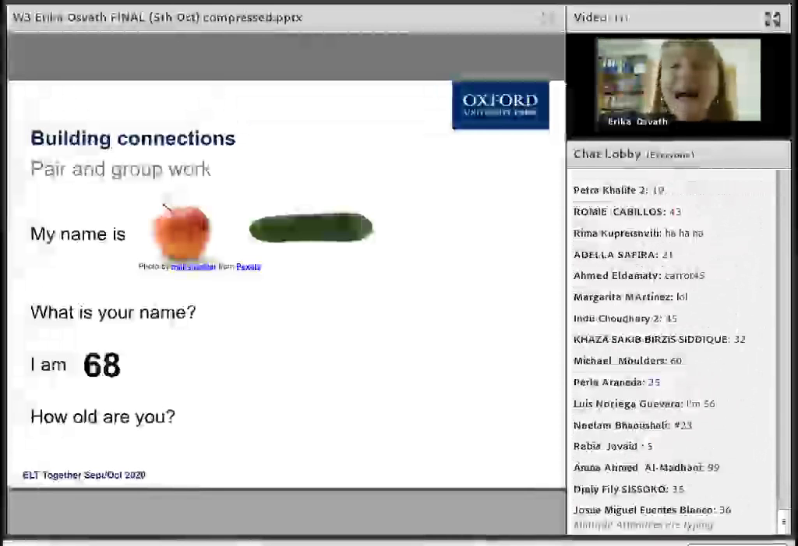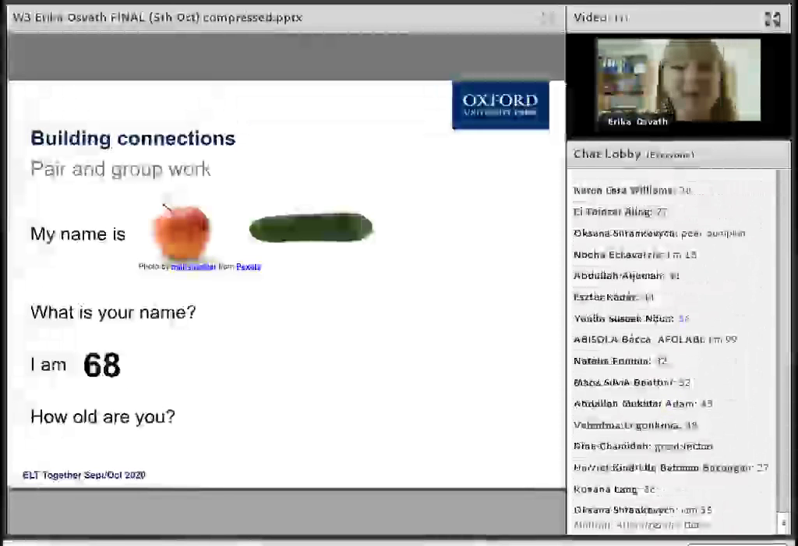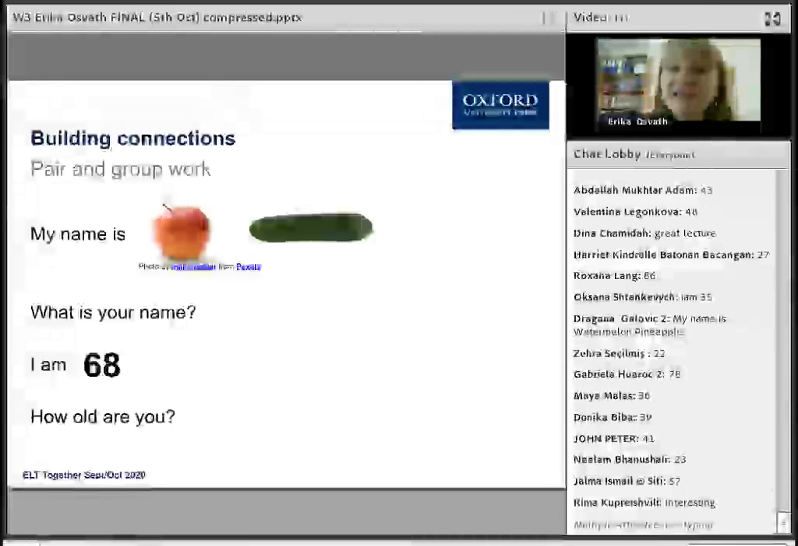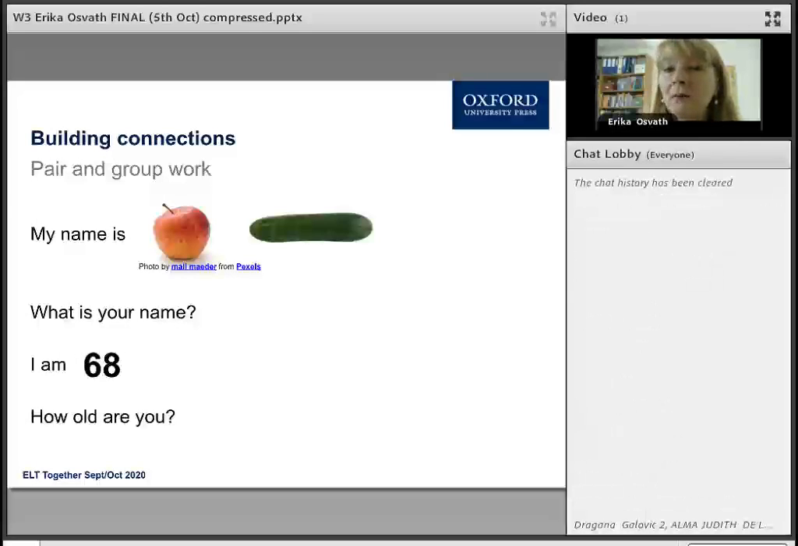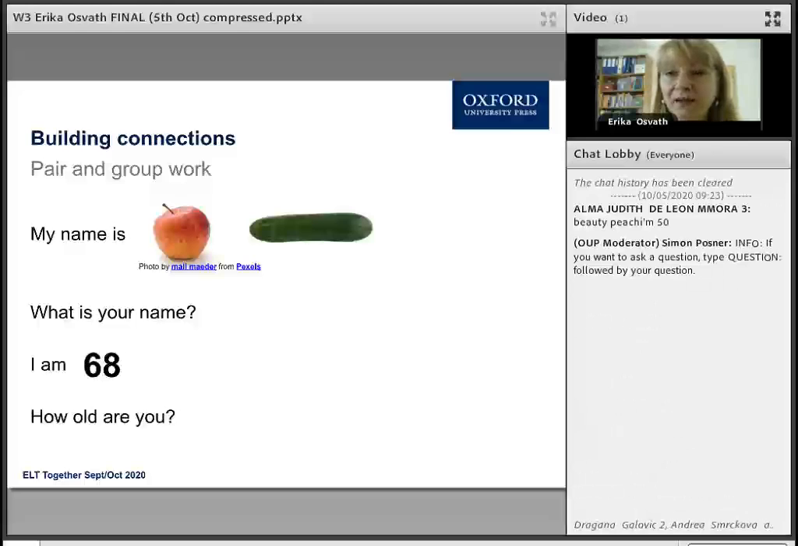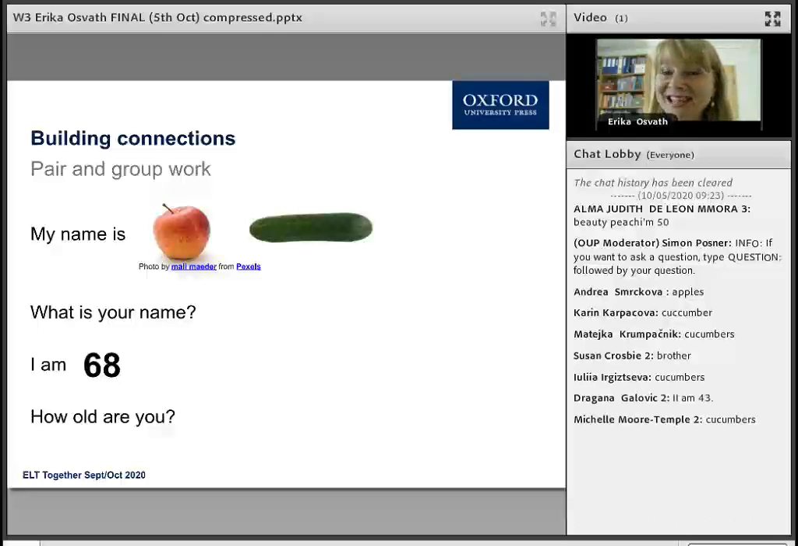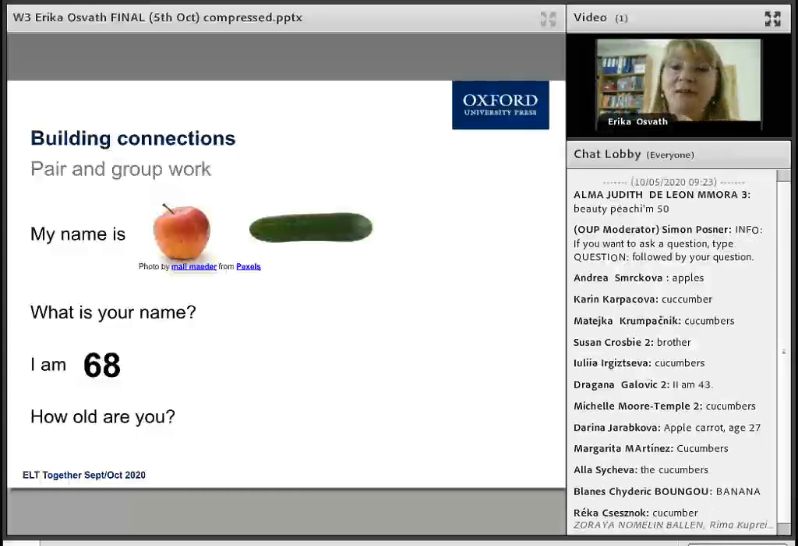Great. Now, what you can do with this activity, once children have mingled and asked all the other classmates about their names and ages and introduced themselves, is to try and find their family members. So, who would I need to look for if I wanted to find my own family members? Not apples, but cucumbers, exactly. So, I would have to listen out for the family name cucumber. Okay, and those people would be part of my family.